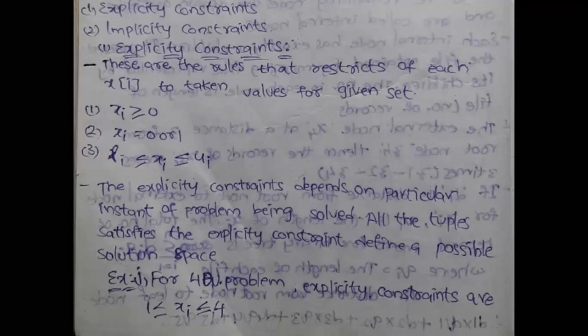So what are the values of xi? There are three kinds of restrictions for each xi. For example, xi greater than or equal to 0 means the xi values are 0, 1, 2, 3, 4, up to n. Or, for example, xi takes only the values 0 or 1.